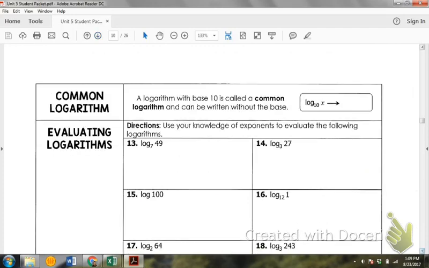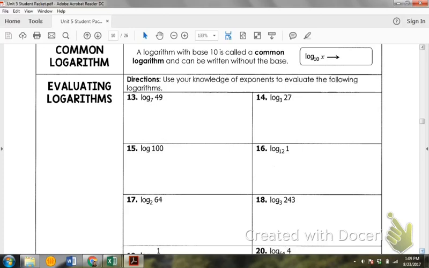So we talked about this a little bit already. A logarithm with base 10 is called a common logarithm and can be written out without a base. So we said if we know that it's base 10, then it can be written as just log of x. Okay. If it's a base 10, they probably won't write base 10. They might just write log of x. All right. So it says, use your knowledge of exponents to evaluate the following logarithms. We have log base 7 of 49.